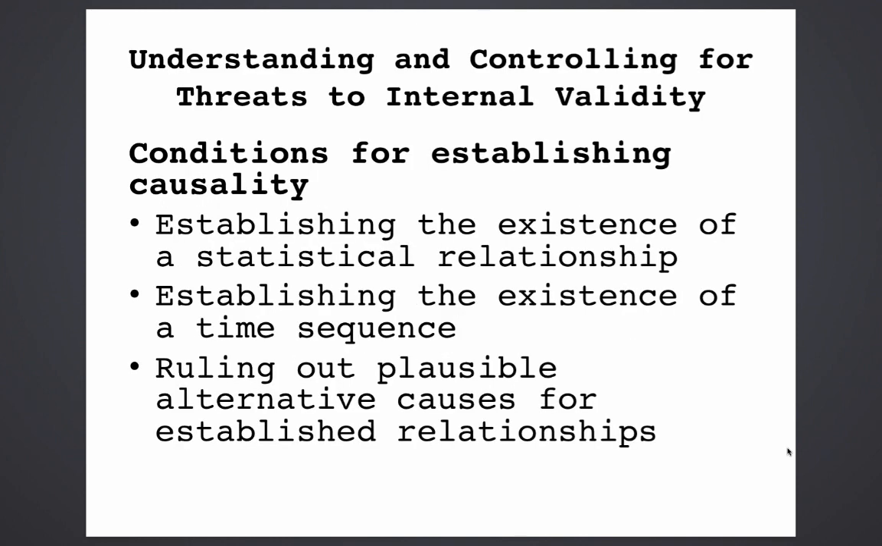So in order to understand and control for threats to internal validity, you need to know the conditions that are required in order to establish causality. Number one, in order for something to be causal, there has to be the existence of a statistical relationship. So this comes from doing statistical analysis of your results, comparing means.